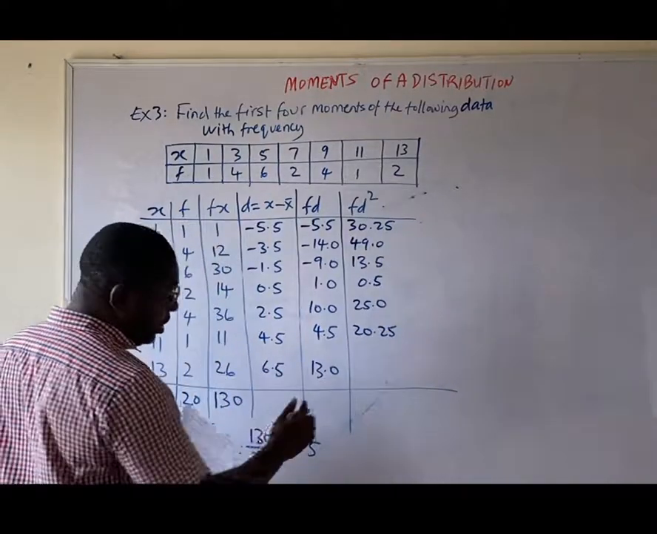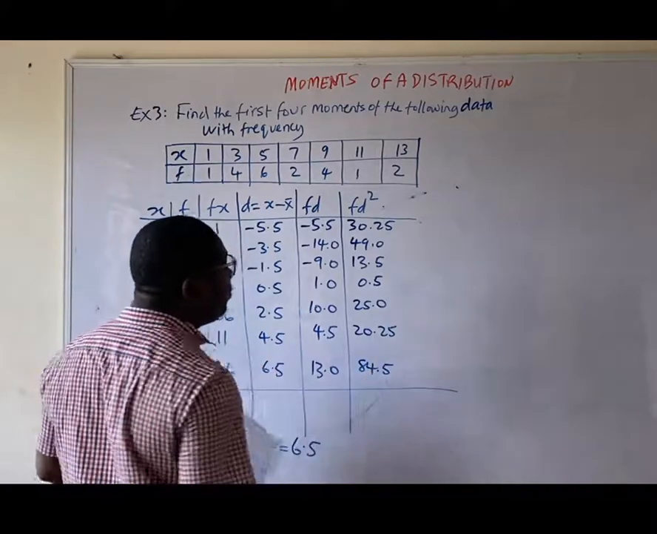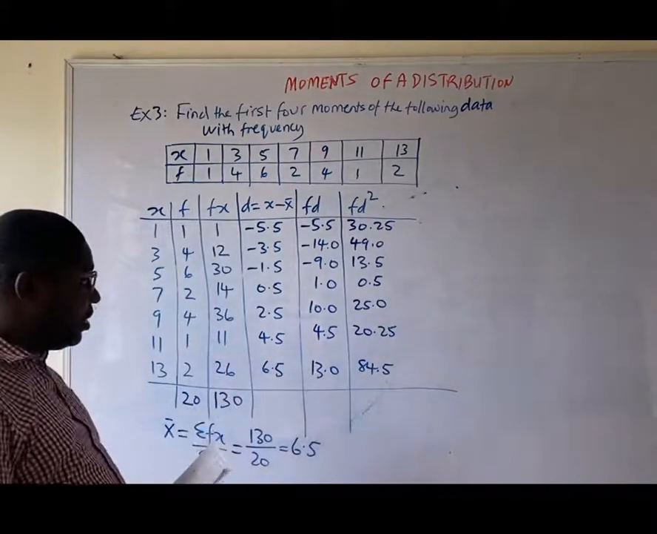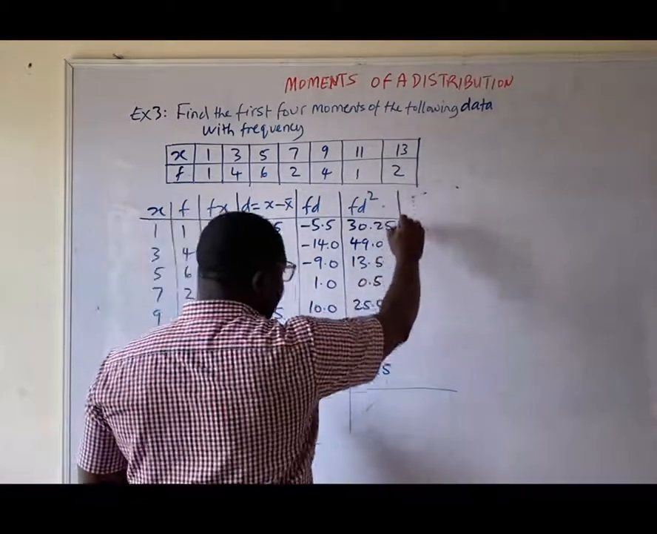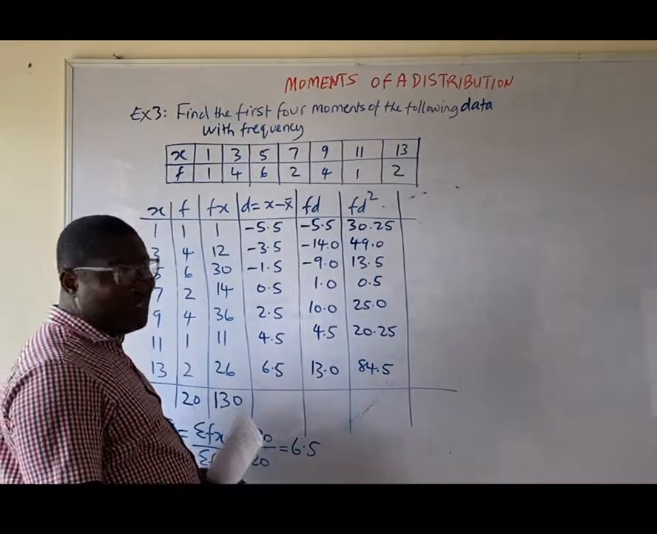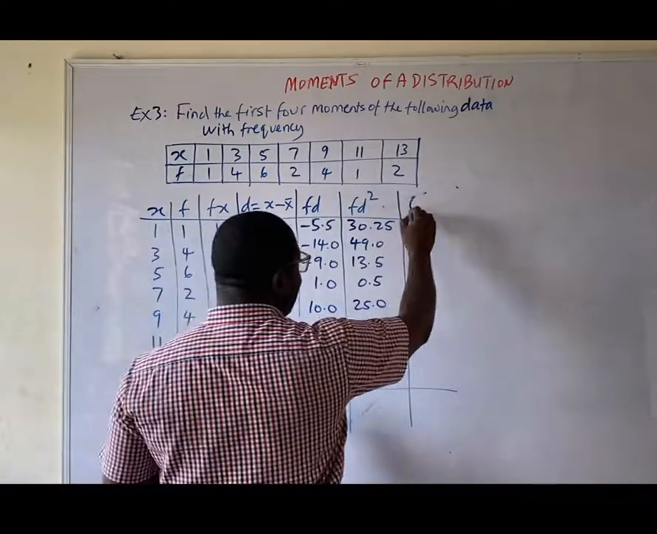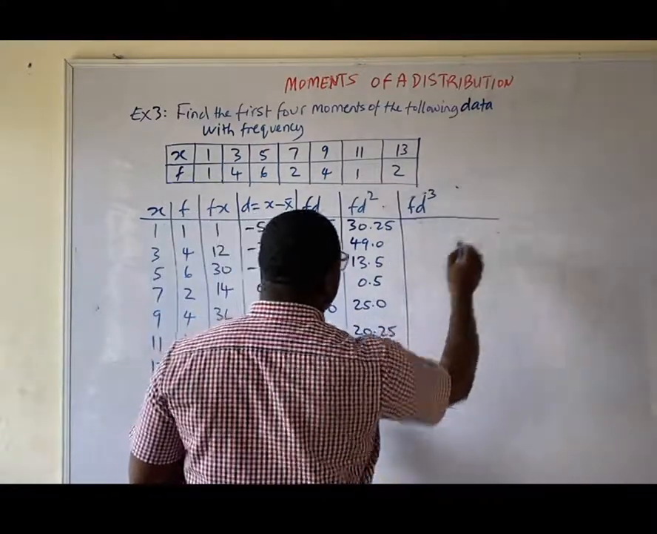Then the last but not the least will give us 84.5. And we'll find the next degree of deviation, and that is FD raised to power 3.